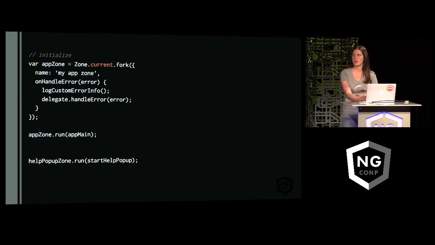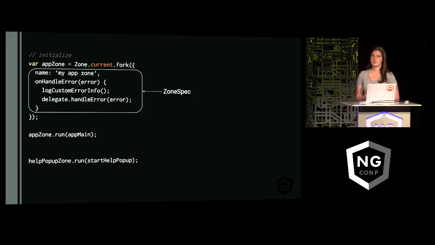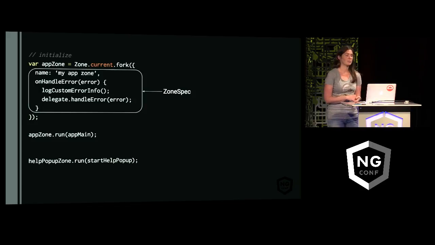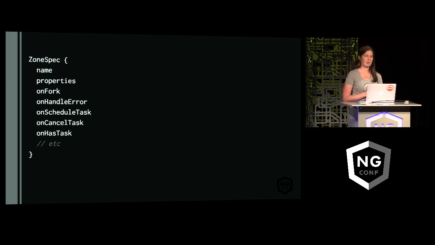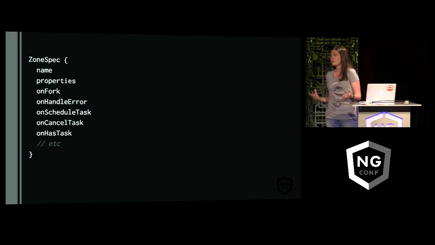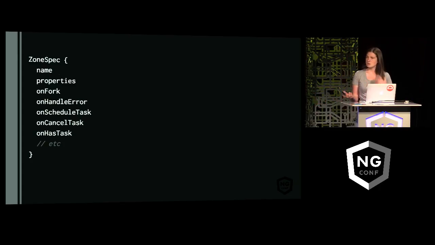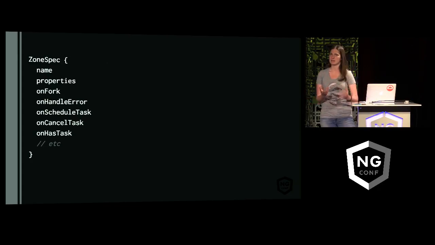Let's talk a little bit about what they can actually do. We've been passing these names into our zone forks. There's a lot more that we can add here. This is called a specification for the zone, or a zone spec. The zone spec API is more complicated than this, but looks a little bit like this, where every zone has a name. We can also store arbitrary properties onto our zone, which will be tracked across asynchronous execution. And then we have a whole bunch of handlers for events like forking, handling errors, scheduling and canceling tasks, and managing task queues.